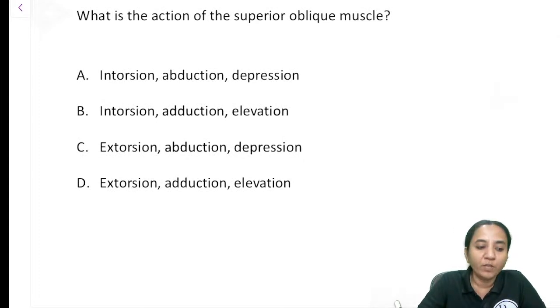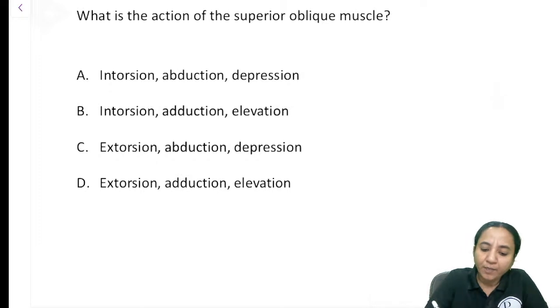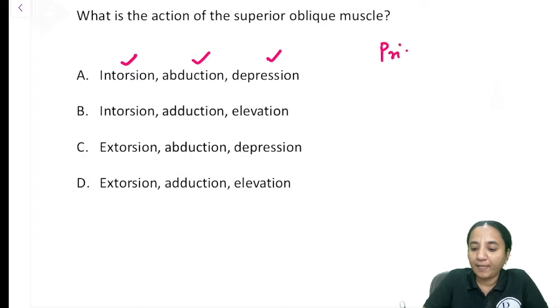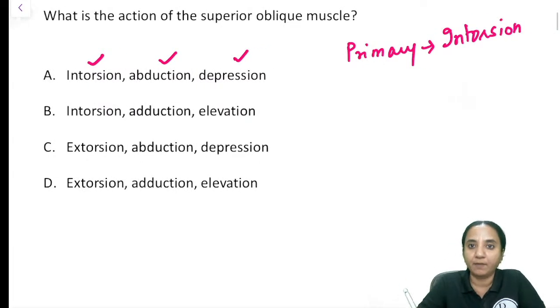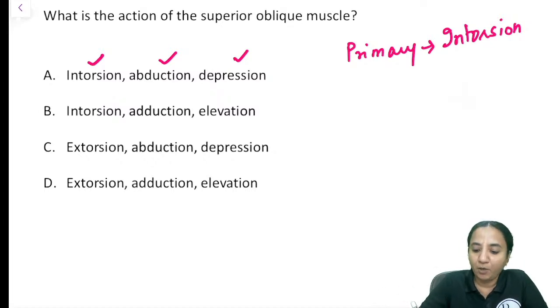So see which are the functions. It is intorsion, abduction, and depression, of which the primary function, that is the most important function, is intorsion. So our oblique muscles are actually rotatory muscles or torsional muscles. So primary function is intorsion.